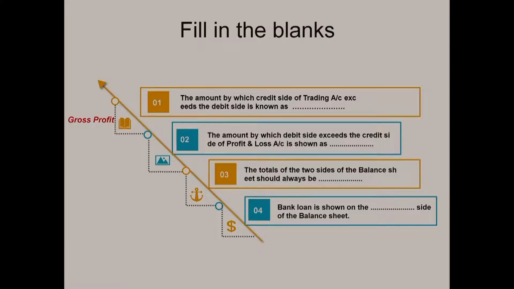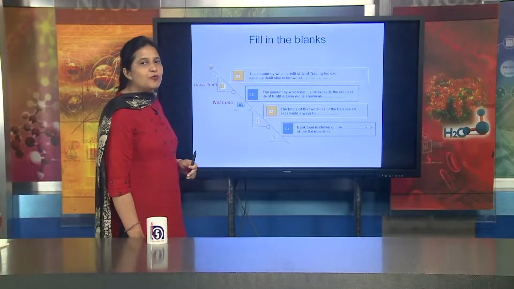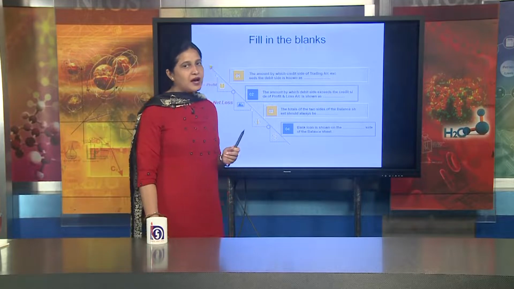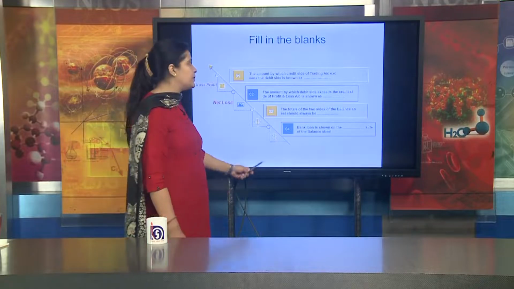The next is the amount by which the debit side exceeds the credit side of the profit and loss account. Now you are thinking about the profit and loss account, where the debit side exceeds the credit side. Would you try answering? So this is the net loss which you find when the debit side exceeds the credit side. If you remember the pro forma well, you will be able to answer all the questions. So whenever a question is asked, just try to remember the pro forma.